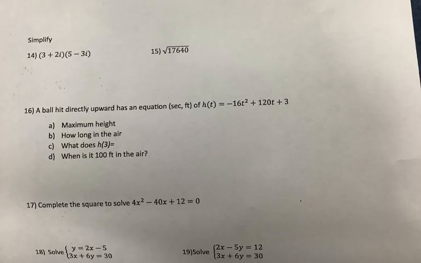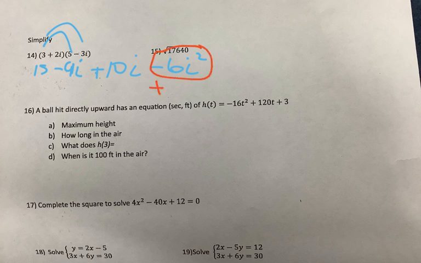All right, simplify, FOIL this out. So you get 15 minus 9i plus 10i, FOILing it out. And remember 6i squared, that i squared is actually equal to negative 1, so this turns into plus 6. And so if you combine like terms, that's 21 plus 1i. Okay? All right. Next one is 17,640.